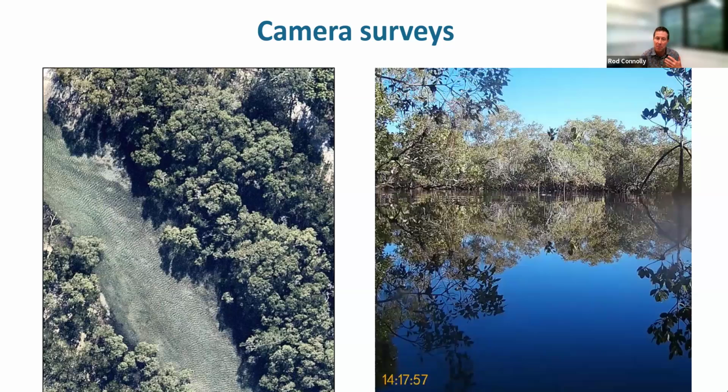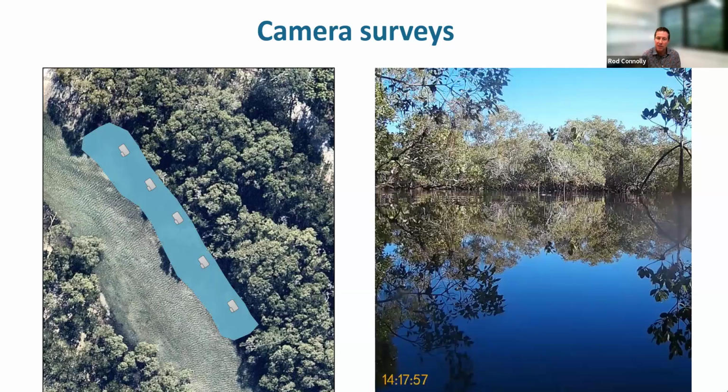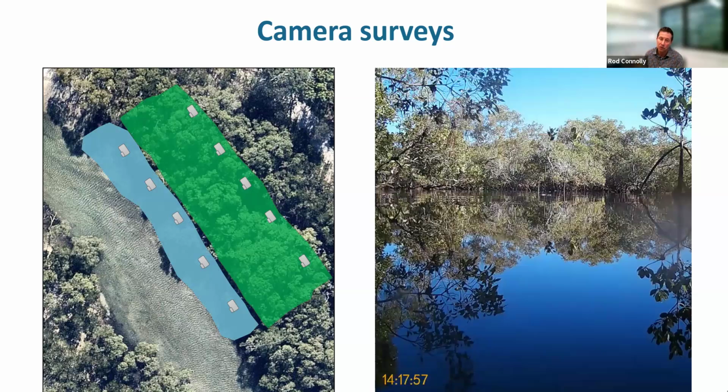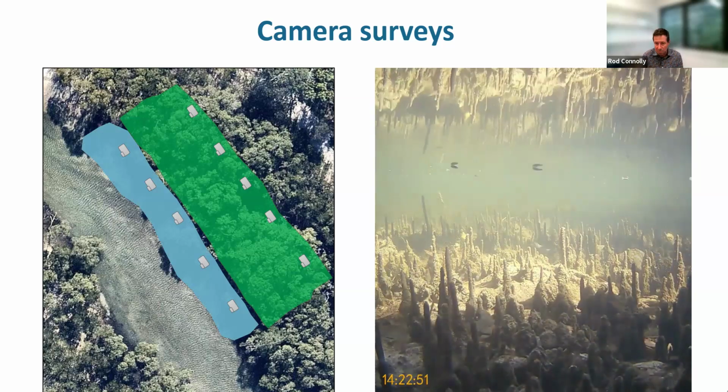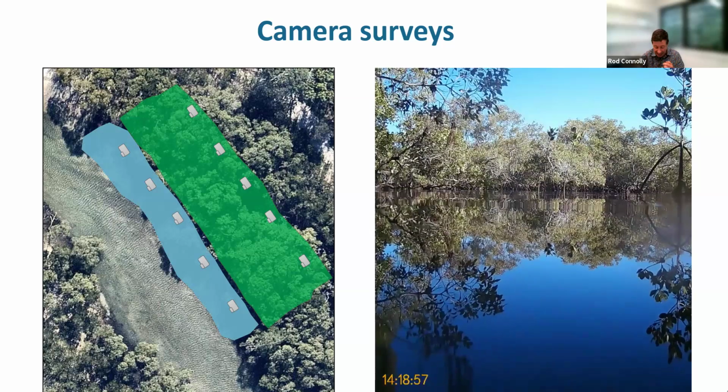And in this case, we put out banks of cameras along the fringe of the mangroves and also deeper into the forest. So those are the zones I was talking about. And then we set the cameras going, and as the tide comes in past the camera and the fish swim past the camera, we can identify and count the fish coming in.